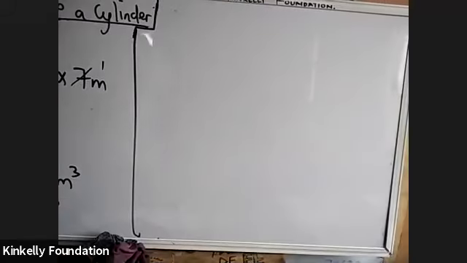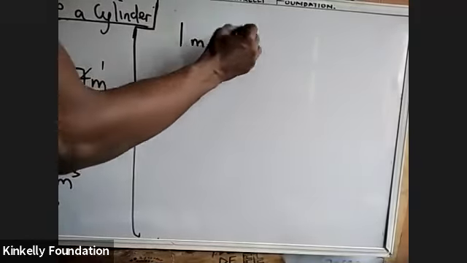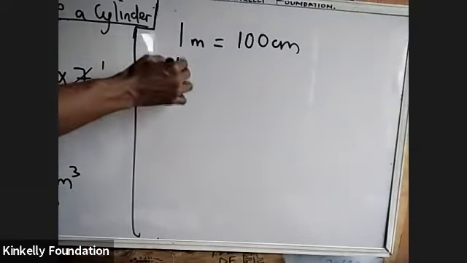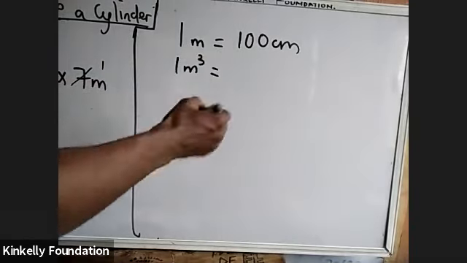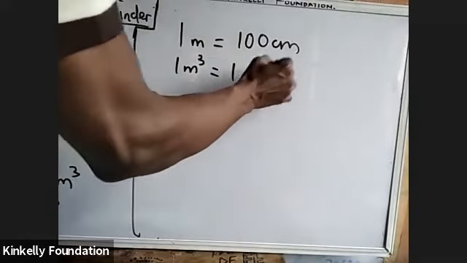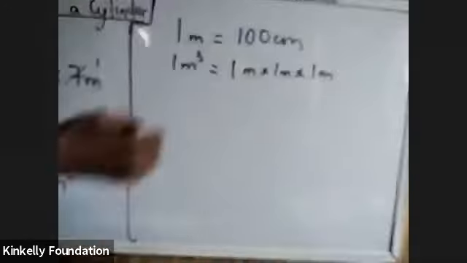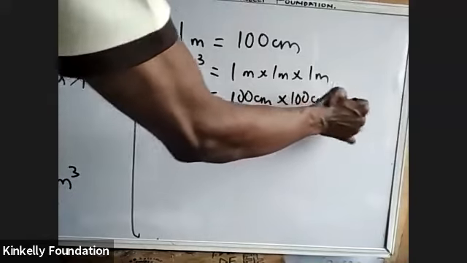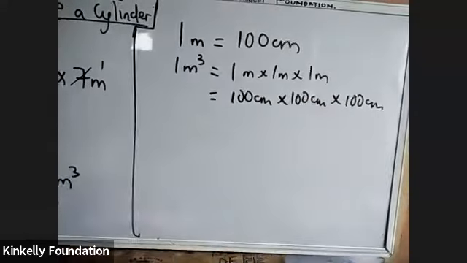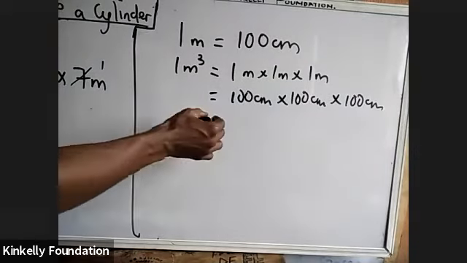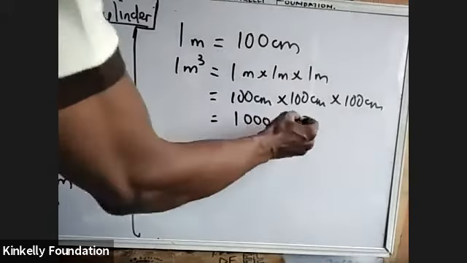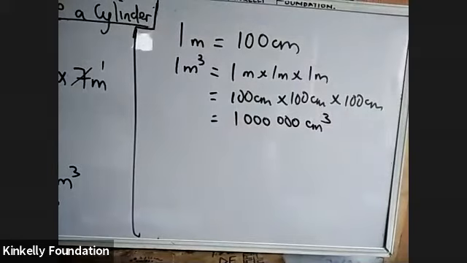In continuation to what we have, we know that 1 meter is equal to 100 cm. And when we talk about 1 meter cube, what we mean by that is 1 meter times 1 meter times 1 meter, which gives us 100 cm times 100 cm times 100 cm. Now, with that, we now have this as 1 million cm cube. Do you understand?